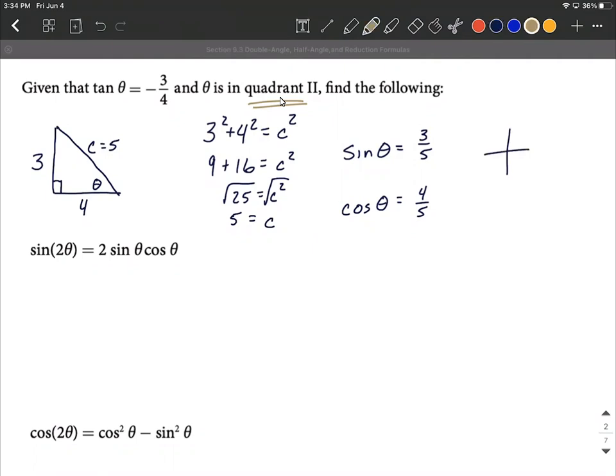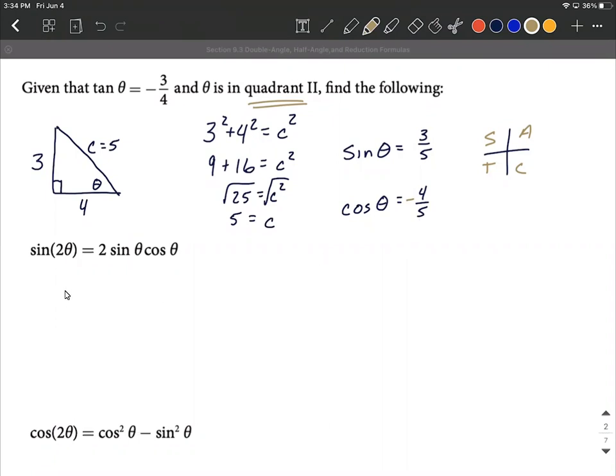This is where I go back to the phrase, all students take calculus. Because theta is in quadrant 2, only sine is going to be positive. All students take calculus. In quadrant 2, only sine is positive. That means tangent and cosine are going to be negative. You notice that tangent was already negative from what was given to us. We need to make sure that we include a negative for our cosine of 4/5, so it'll be negative 4/5 for cosine of theta.